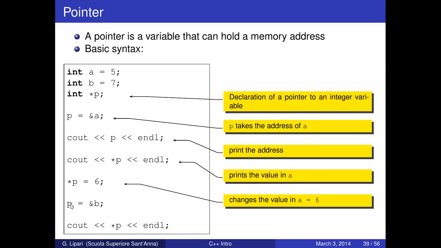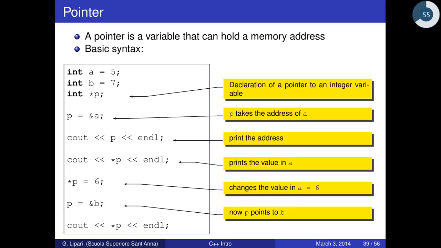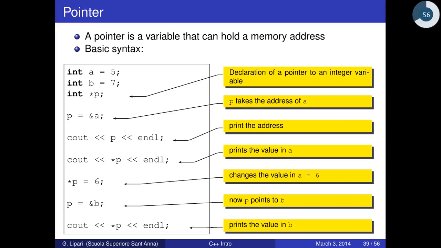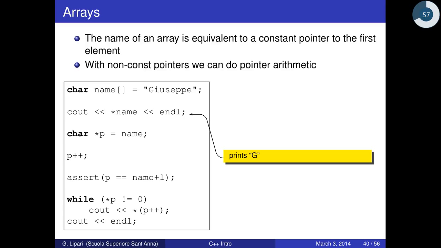And we can also change the address. Now p points to b, and we can now print the value of b, which is 7. So pointers are very powerful because they allow you to do whatever you want, basically, because by having access to the raw memory you can do whatever you want.